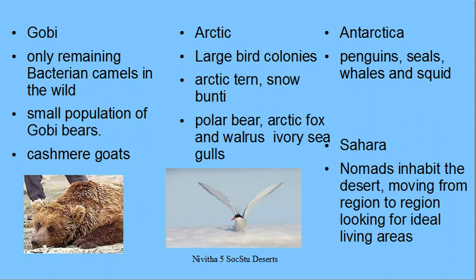The Gobi Desert is also home to Kashmir goats. Just like you take the skin of the sheep to make a special fur and wool, Kashmir goats are also popular for their skin. In Arctic deserts you have large bird colonies of Arctic tern, snow bunting, etc. Then you have a polar bear or an Arctic fox, ivory gulls, etc. In Antarctica, you have penguins, seals, whales and squid. The specialty of Antarctica is that it is too cold for the human population to survive there for long.